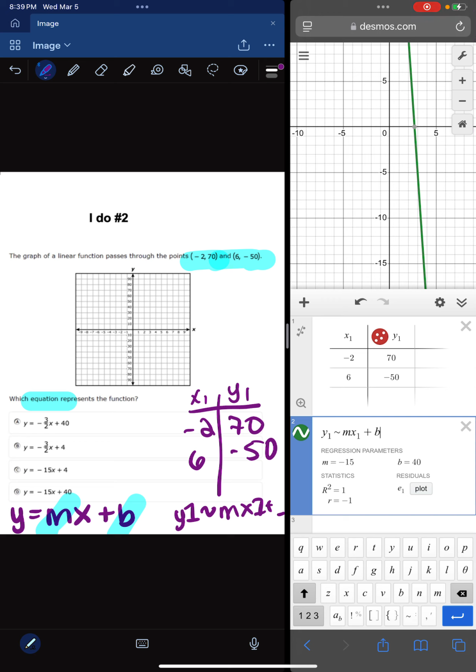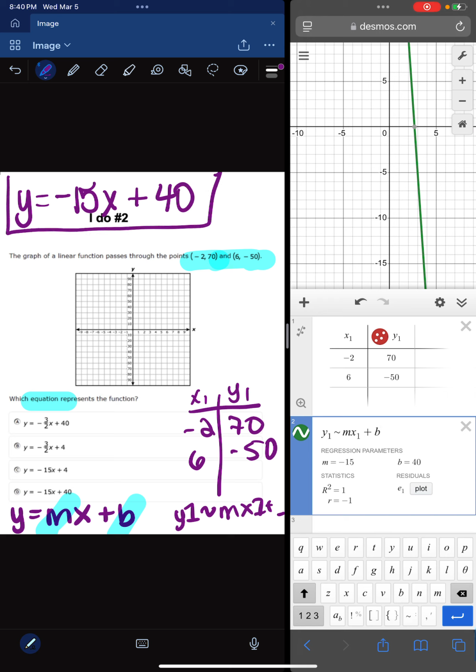So I'm out of room, so I'll go over here. Remember, instead of m, I'm going to write what I got for m here in decimals. Y equals negative 15x plus what I got for b, which is 40. So this here will be my equation. All I have to do now is find it in my answer choices. And so that will give me D. Hope this helps.